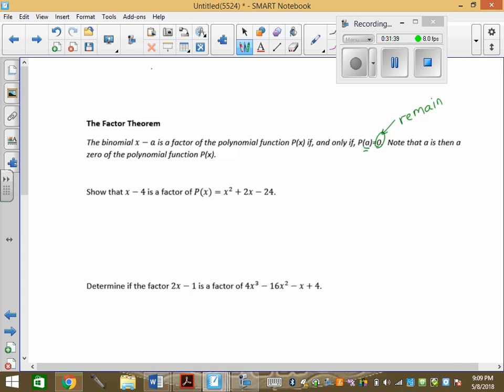I told you guys this over and over again. If you read "is a factor" anywhere in your tests, "is a factor" screams remainder 0. It's the way that they tell you, and I tell you, that the remainder is 0, because if something is a factor, the remainder is 0. So they're not going to say when you divide by x minus a, the remainder is 0. They're just going to say that x minus a is a factor, which means the remainder is 0. And you need to know that. When you see "is a factor," you should think remainder is 0. It should be the first thing you think of.